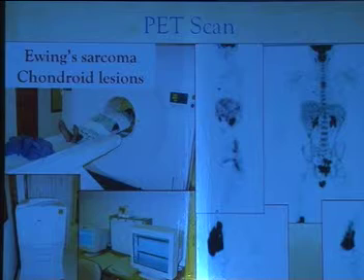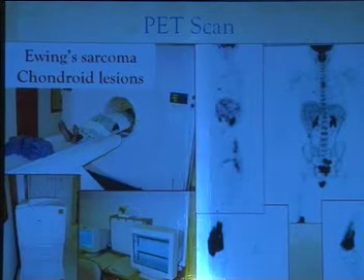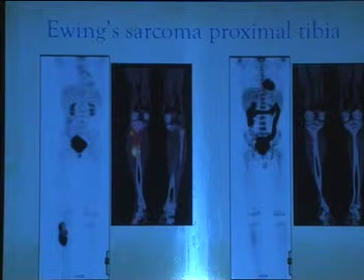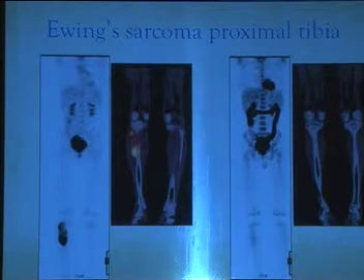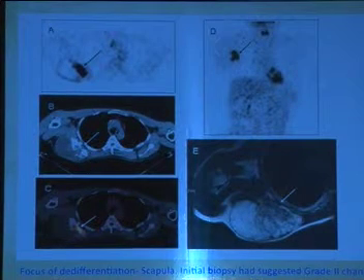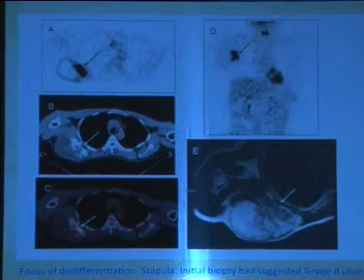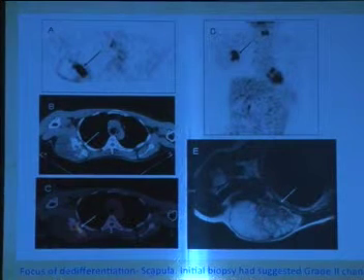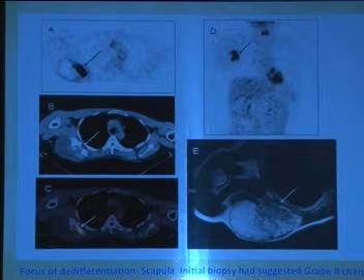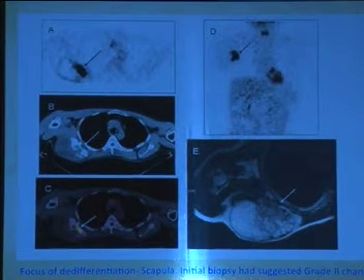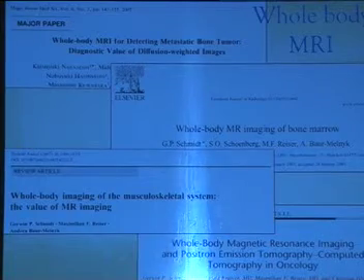Presently, we are doing PET scan at TMS for Ewing sarcoma and some chondroid lesions. These are examples where Ewing sarcoma of the proximal tibia has been initially staged with the help of PET scan. It is also helpful in the cases of chondroid lesions, where we can see the dedifferentiated areas, which may be very, very difficult to pick up on CT scan or on MRI, and which can easily be visualized on PET scan, and then you can target your biopsy with the help of the PET scan.